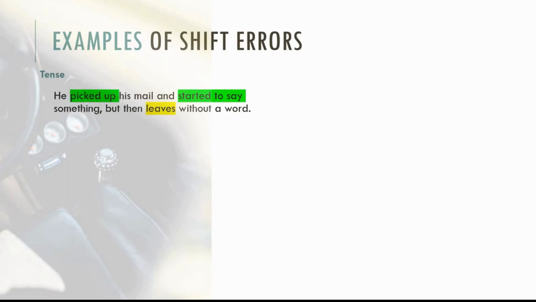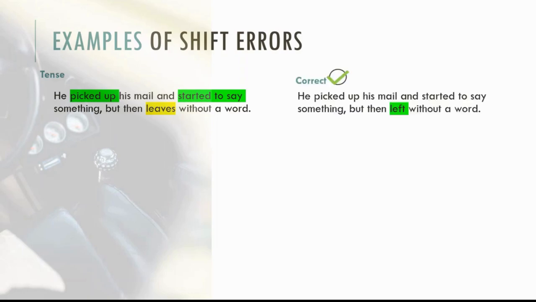Now some errors. Here's an example of shifting tense when you don't want to. He picked up his mail and started to say something, but then leaves without a word. We sometimes get this in oral storytelling. We do it in our own casual conversation from day to day, but we don't want to do it in our academic writing. So stick with the tense that you're using. He picked up his mail and started to say something, but then left without a word. All past tense.